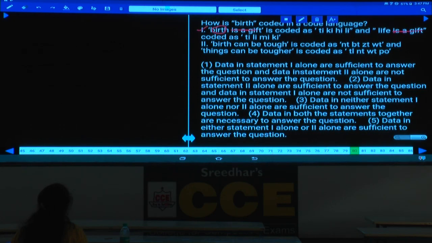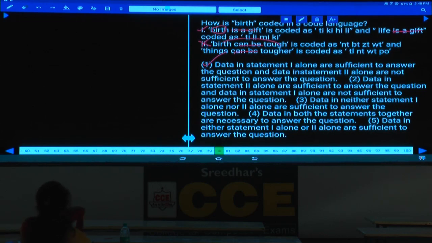Then coming to the second one, birth can be tough and things can be tougher. Tough and tougher. Can you take with the same? No. Now sir, can be and can be are the only two words which are common. Here in this one, birth and tough are the two words left over. As birth and tough are the two words left over, the code for this birth can be any one of these two codes. Hence two alone is not sufficient. One alone is sufficient, choice 1 is the answer. Now this is about question number 80, choice 1.